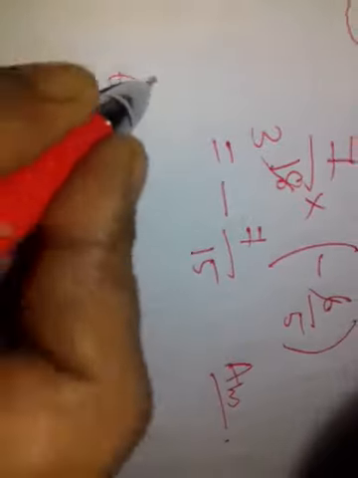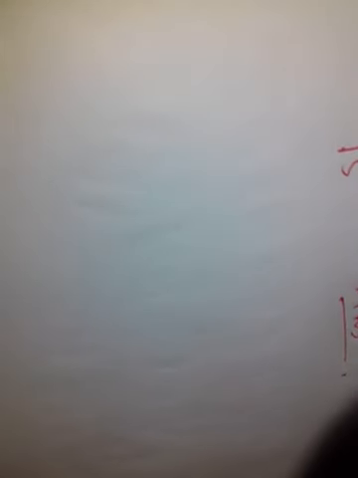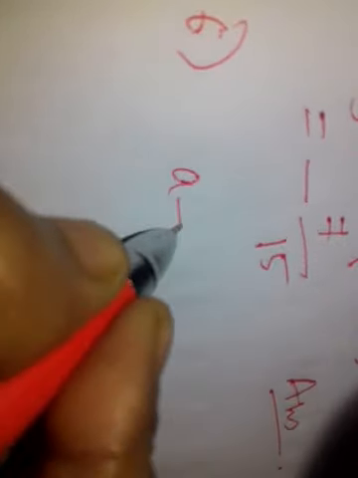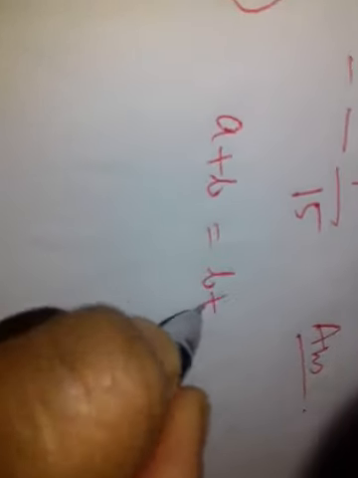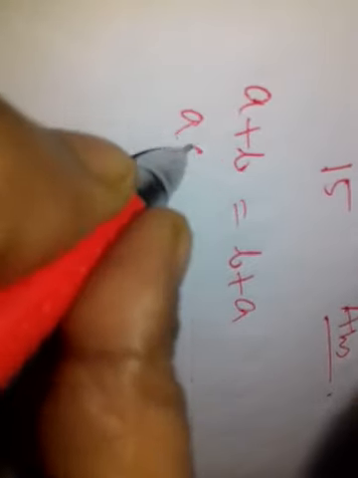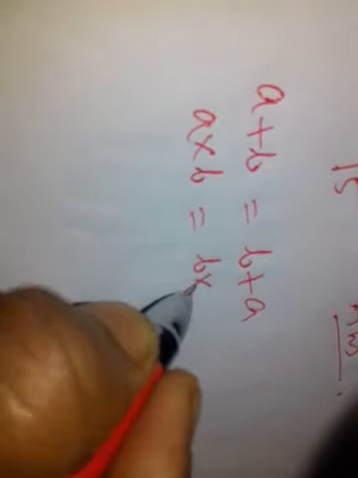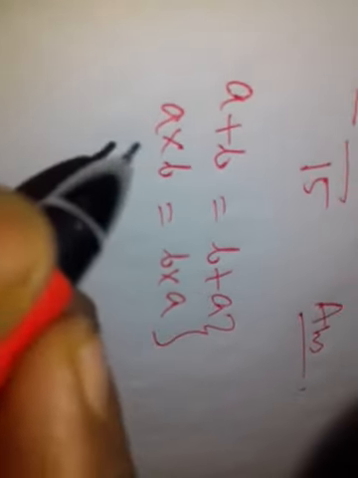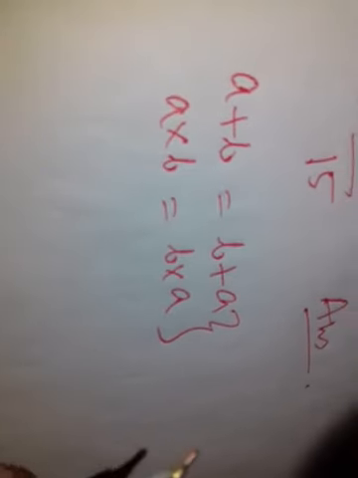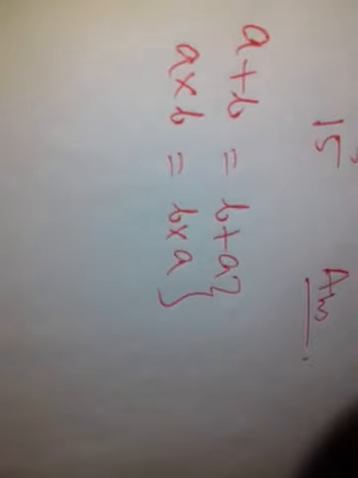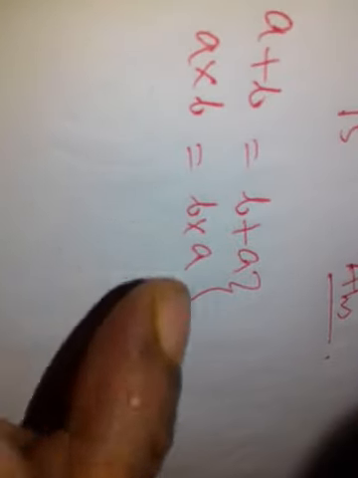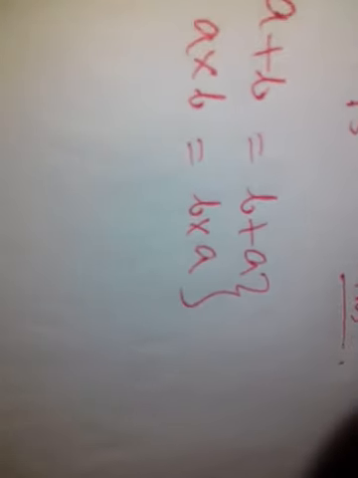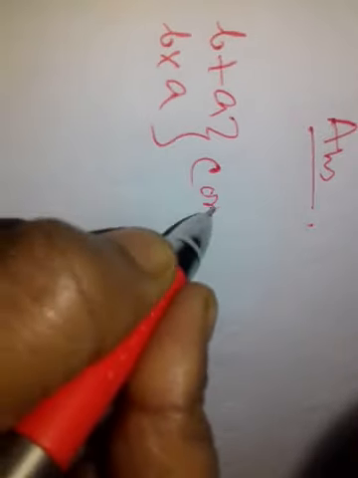Next, sum number 6. Find the value of the following with the help of commutative law and associative law. What is commutative law? A plus B is equal to B plus A, or A into B is equal to B into A. Addition of rational numbers and multiplication of rational numbers obey commutative law, but subtraction and division do not obey. This is commutative law.